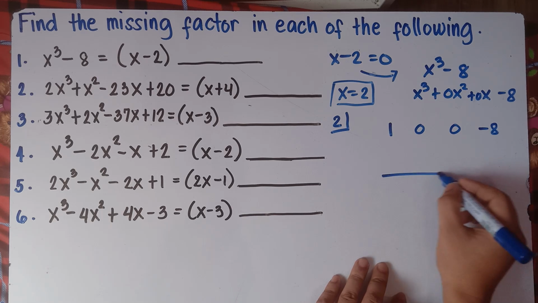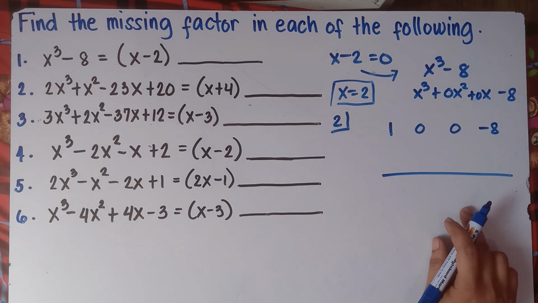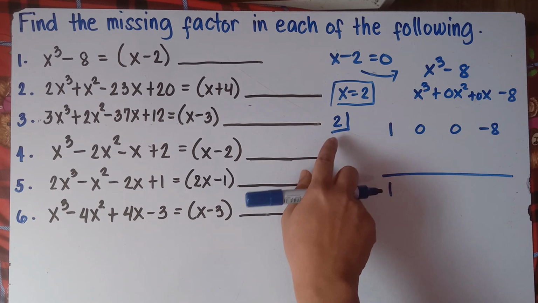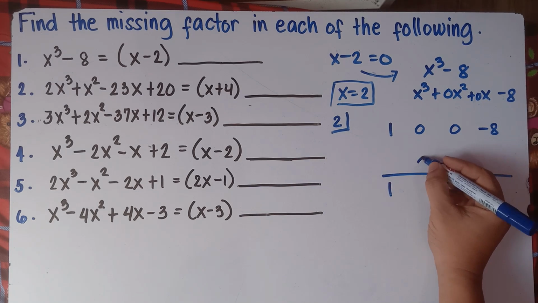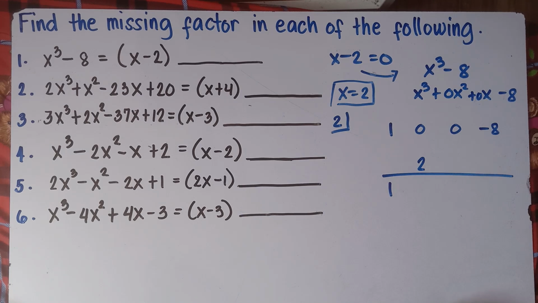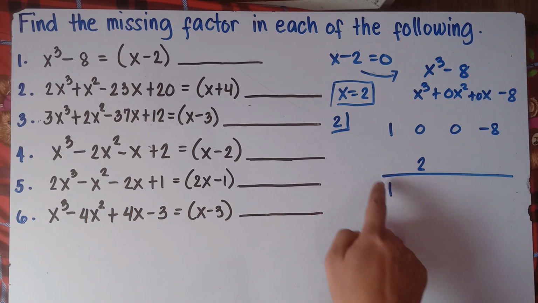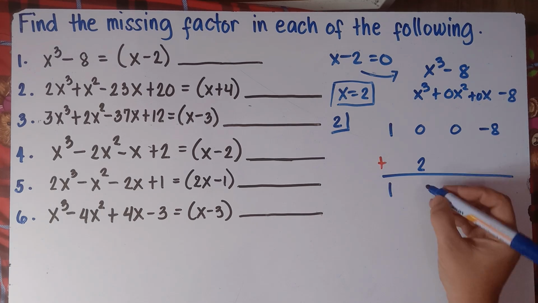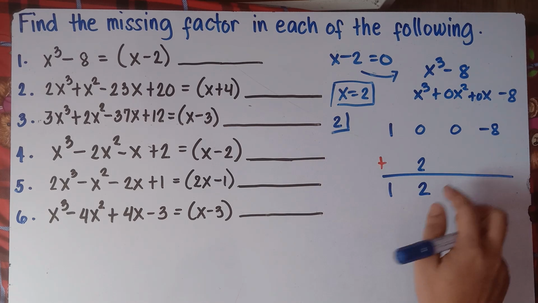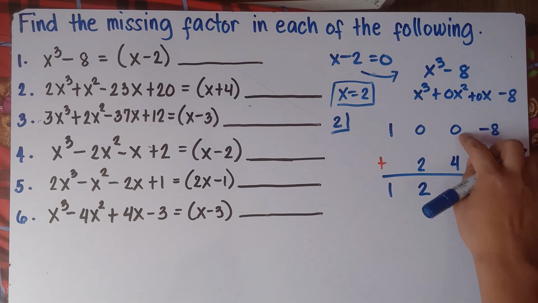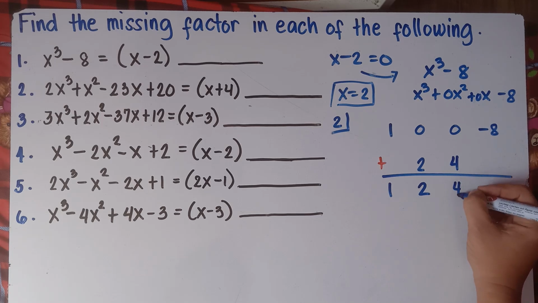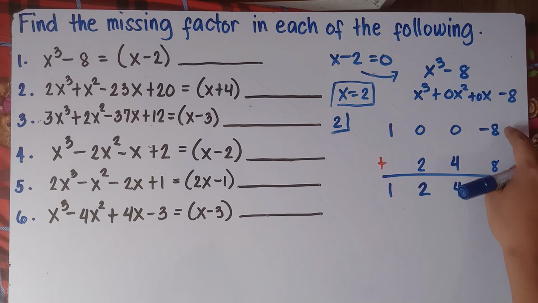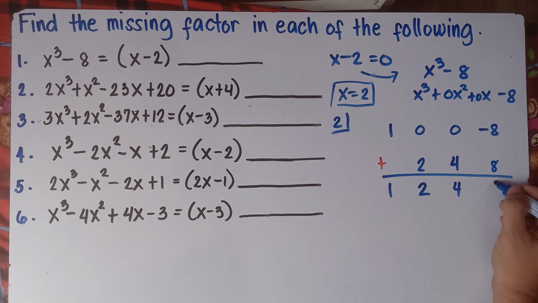So in synthetic division, class, if you still remember, just bring down 1. Bring down 1, then you multiply: 2 times 1 is 2. Then you add: 0 plus 2, that is 2. Then you multiply 2 times 2 is 4. Then you add 0 plus 4 is 4. Then you multiply 2 times 4, that's 8. Then you add negative 8 plus 8, that would be 0.